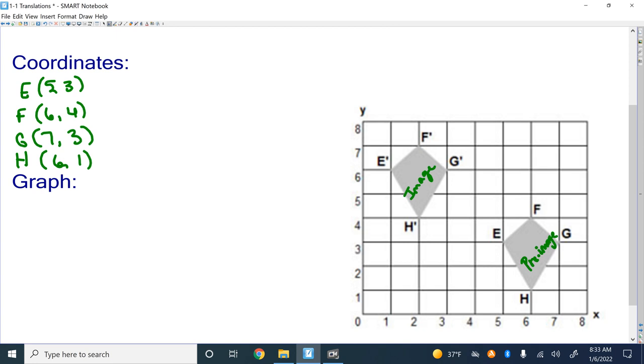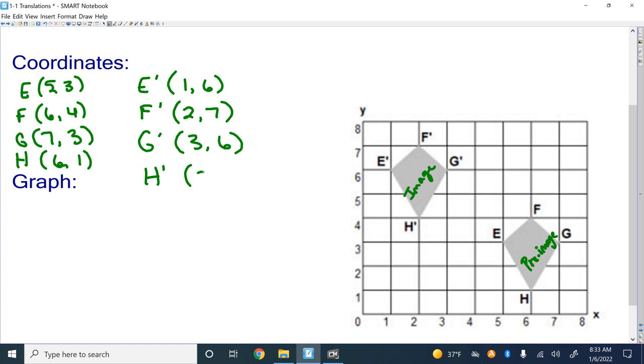Okay, let's go with E prime. 1, 6. F prime. 2, 7. G prime. 3, 6. And H prime. 2, 4. Good. Now, you can either go verbal statement or rule here, but look at your coordinates, look at your graph. How do we move from one to the other?